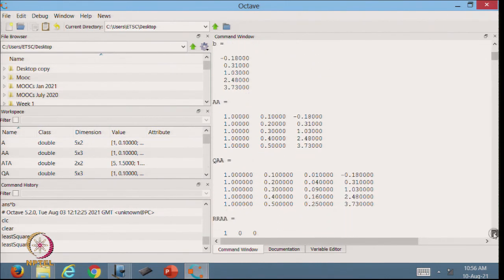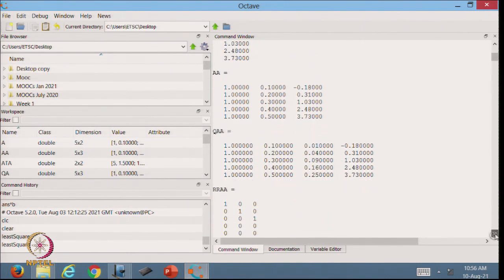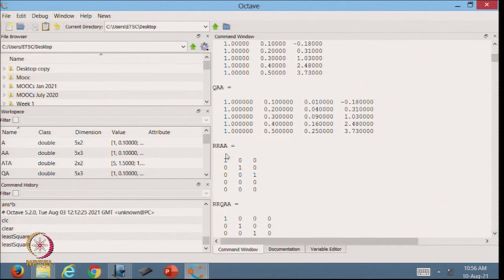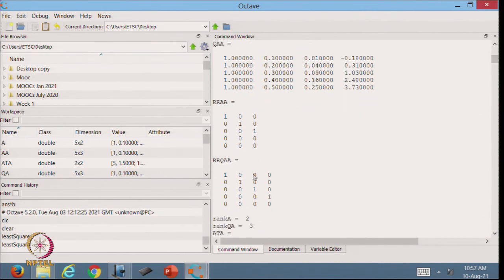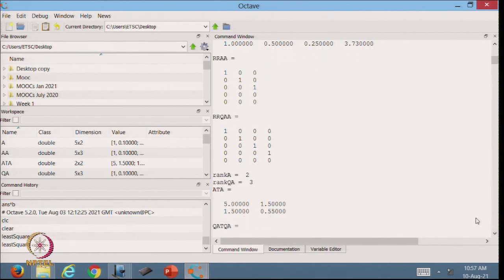A and QA I have taken as augmented matrices, and then I found the row reduced echelon form. So, this is my row reduced echelon form of the AA matrix, and you can see from here that its rank is 3, but the rank of matrix A is 2. So, this is inconsistent. Similarly, the rank of this matrix is 4, and the rank of the matrix we are taking is 3. So, this is inconsistent. You can also check that the rank of matrix A is 2 and the rank of matrix QA is 3.